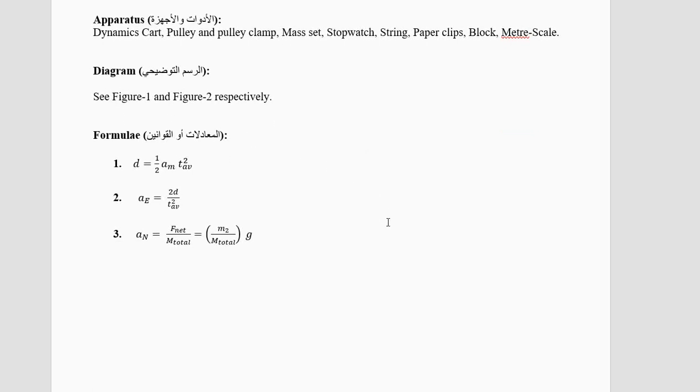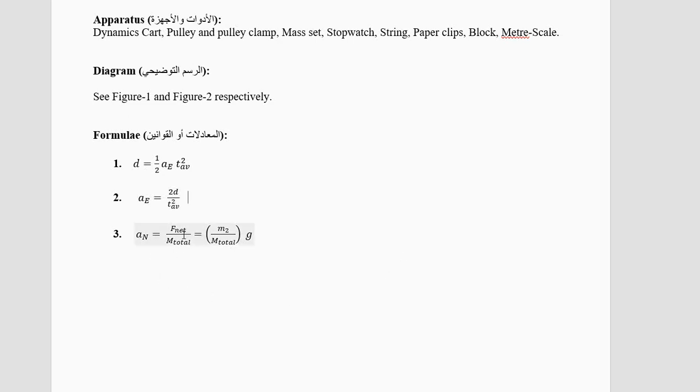Now we need three formulae: D equal to half AE T average square, and this formula you can convert. The first formula you will get AE, the acceleration from experiment. It is E, not M. Then AE equal to 2D by T square average. The first and the second formula are same.